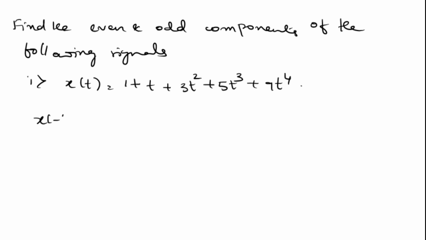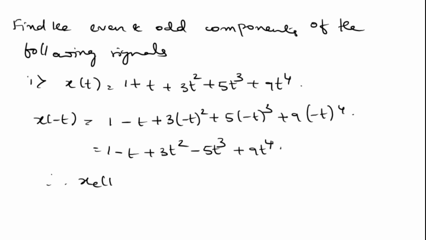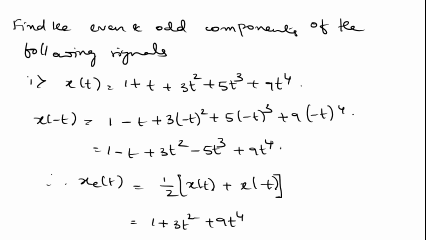Then x of minus t is 1 minus t plus 3 into minus t whole square plus 5 into minus t whole cube plus 9 into minus t to the power 4, which is equal to 1 minus t plus 3t square minus 5t cube plus 9t to the power 4. Therefore, x e of t is equal to half into x of t plus x of minus t, which is equal to 1 plus 3t square plus 9t to the power 4.